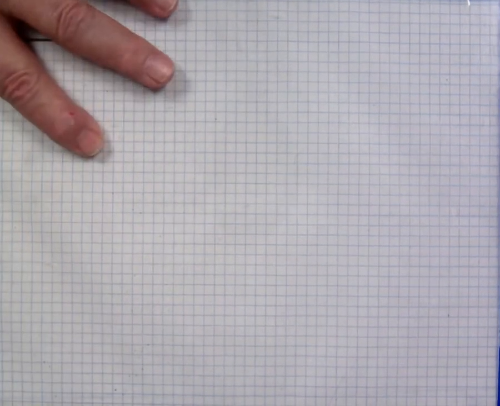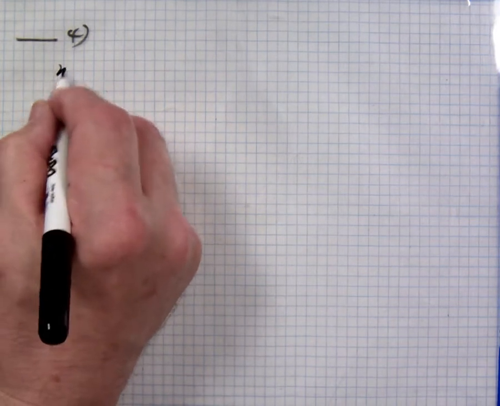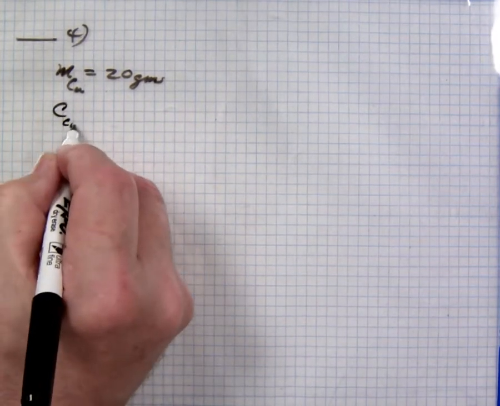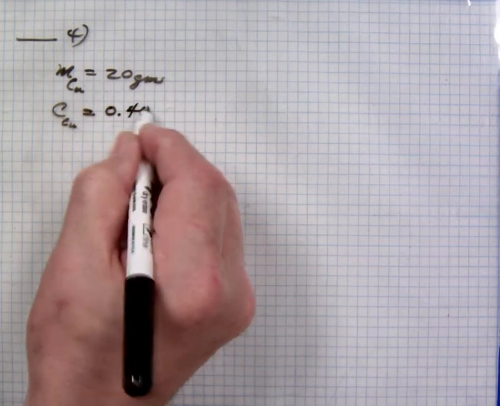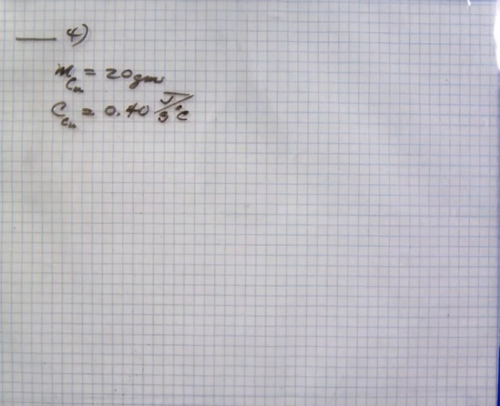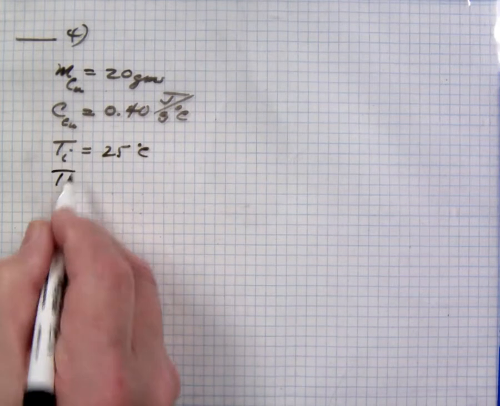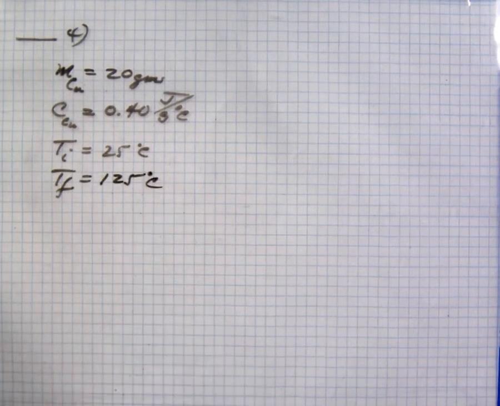Okay, number 4. How much energy would be required to heat a 20-gram copper cylinder that has a specific heat of 0.40 joules per gram degree C, and your temperature initial is 25 degrees C, temperature final equals 125 degrees C.